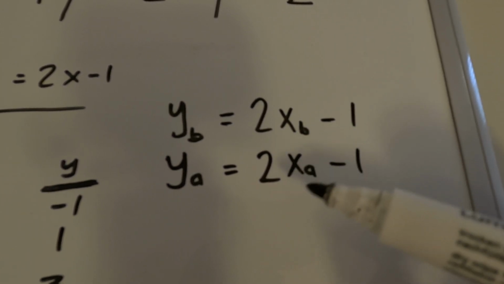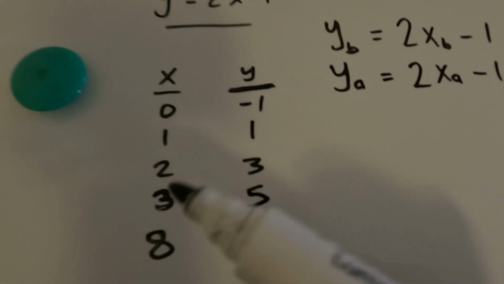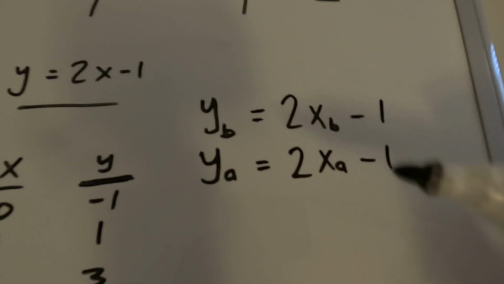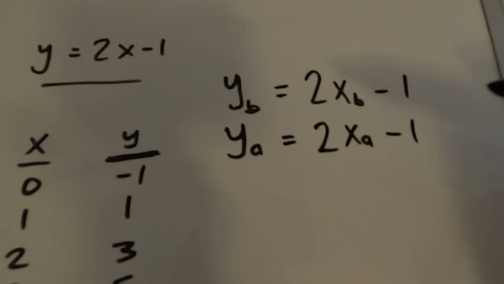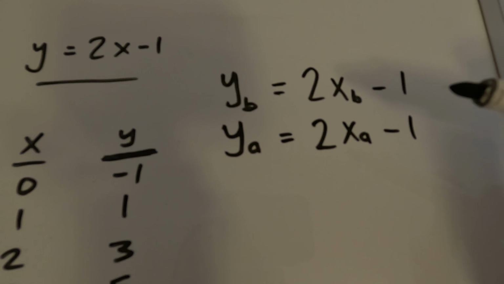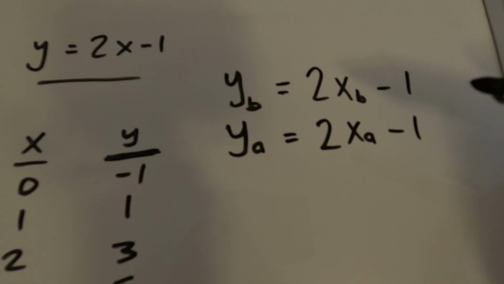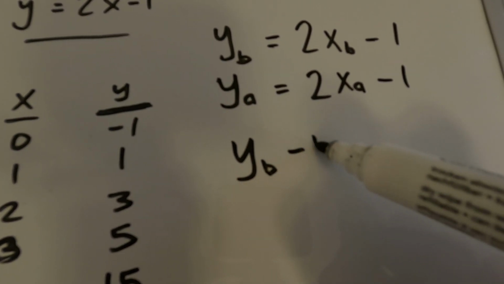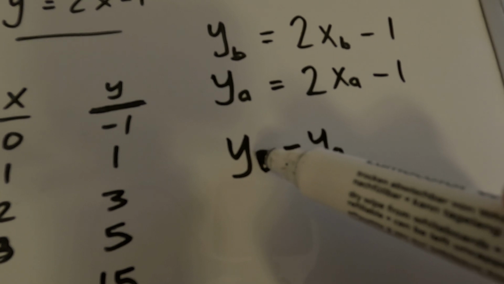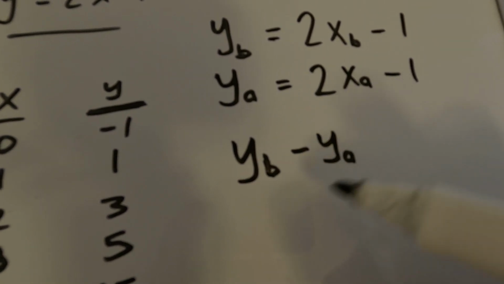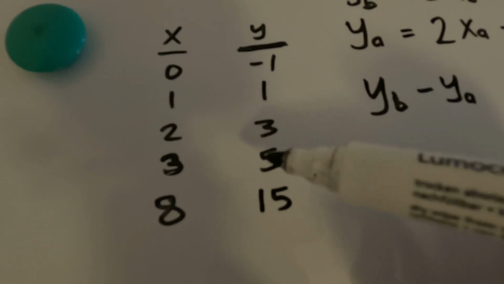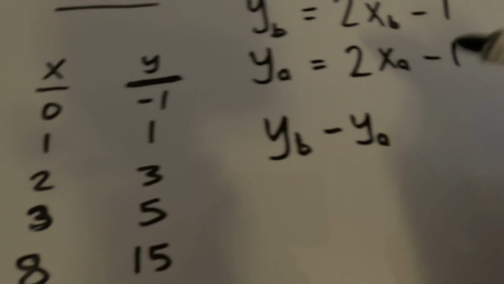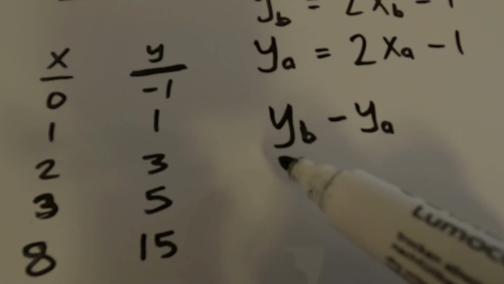So xa is some other value of x that we've chosen. For example, 2. xb could be 8. But in general, we don't know. It could be any, right? Okay. So now we want to know the change in y over the change in x. So the change in y is simply yb minus ya. How much has ya changed to get to yb? So 5 to 15. It's 10, isn't it? It's 15 minus 5, it's 10. Right? But in general, we just write it like this, okay?